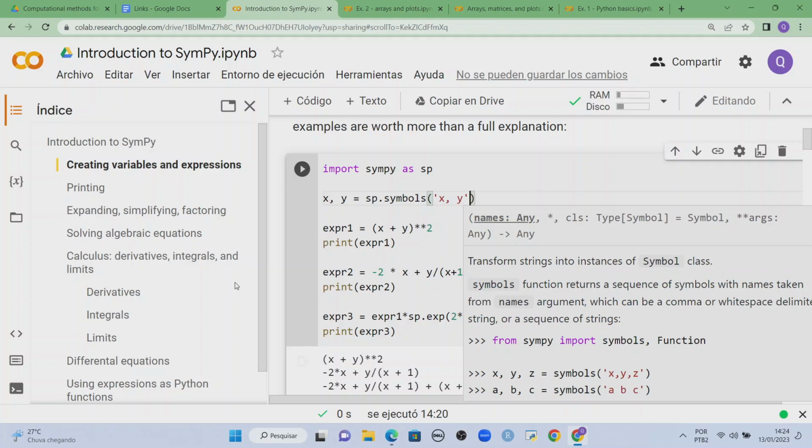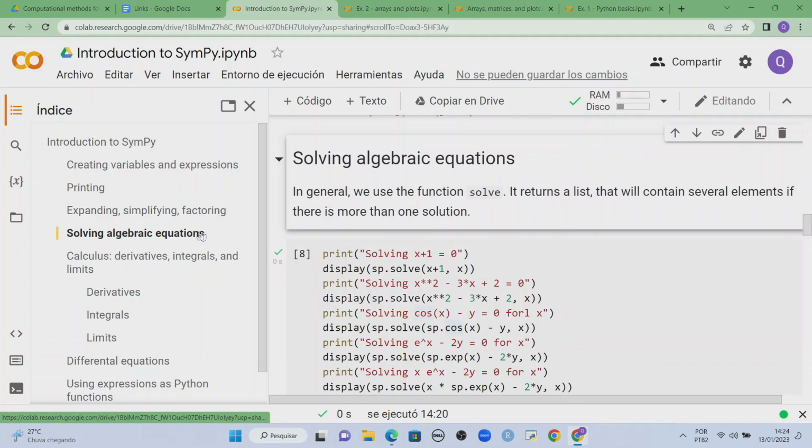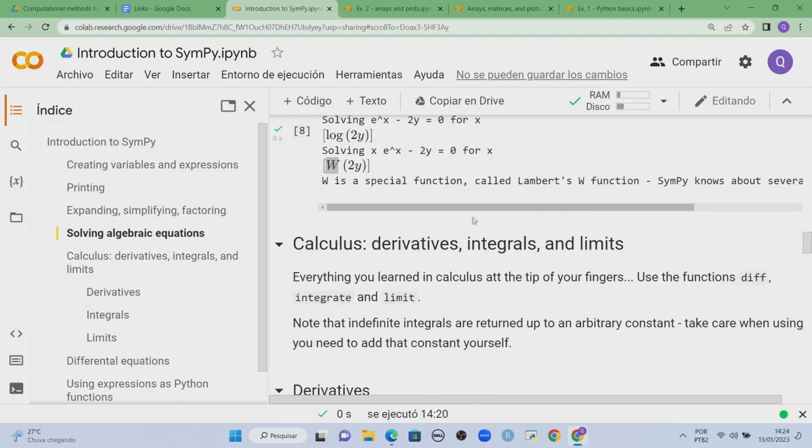Okay, so going back down, for algebraic equations, this is it. And of course, there are equations that don't have a solution. In this case, it doesn't solve it. It just returns the equation back to you.